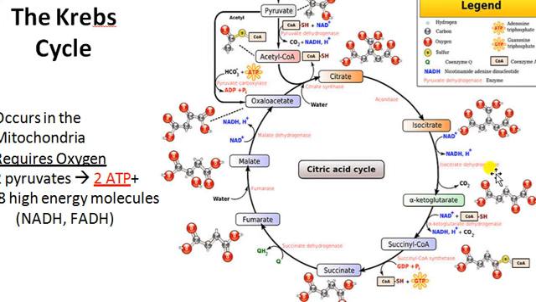Dehydrogenase means removal of hydrogen, so here NAD plus is converted into NADH and H plus. Here also we can observe the pyruvate dehydrogenase removal. That is the dehydrogenase enzyme. Then the alpha ketoglutarate forms succinyl coenzyme A, again by alpha ketoglutarate dehydrogenase, removing hydrogen from pyruvate, isocitrate, and here again.